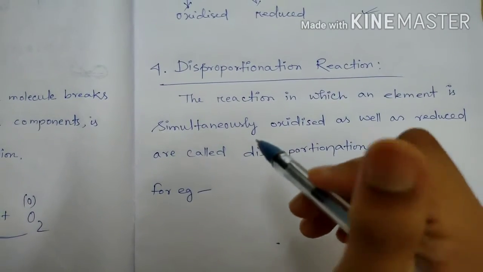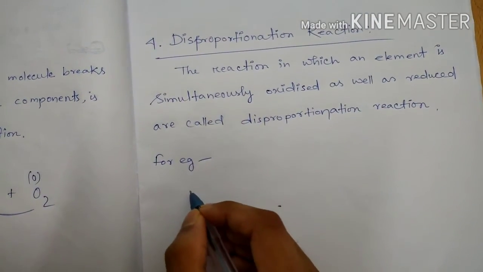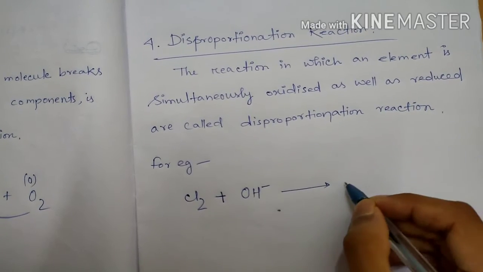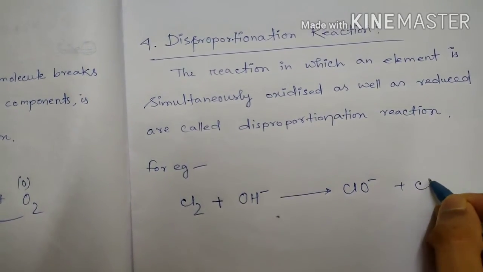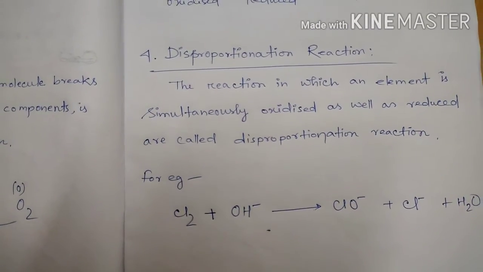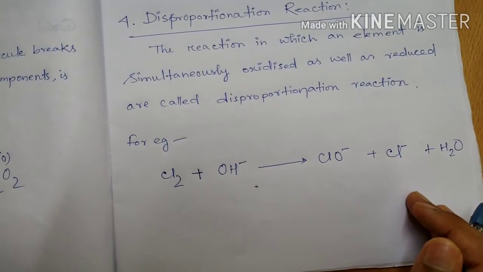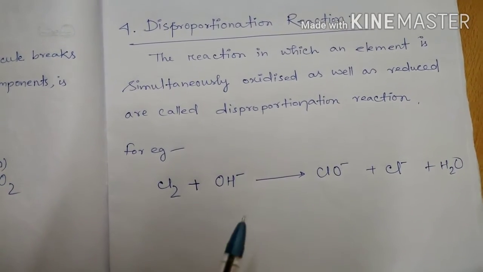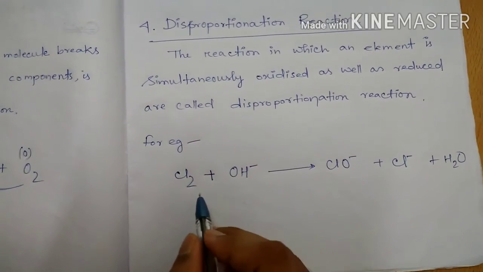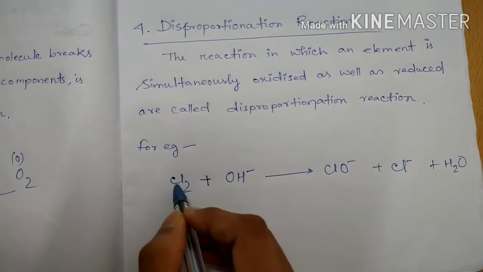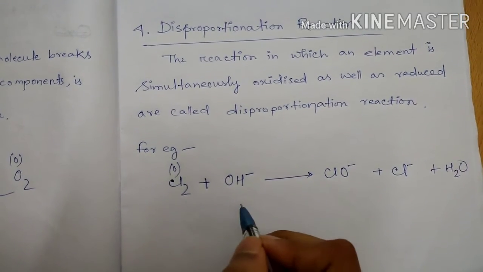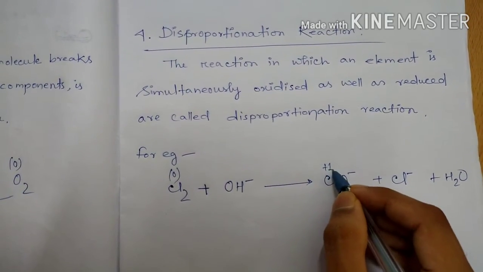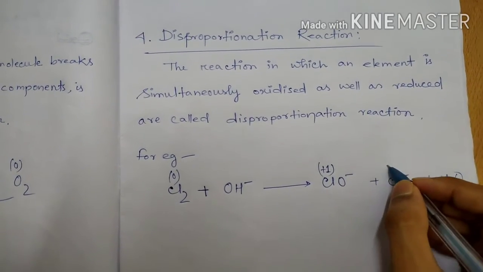Okay, so now let us take one example. If we take this Cl2 plus OH negative gives us ClO negative plus Cl negative plus H2O. So if we take this reaction, now you see we have to first find the oxidation number of each compound in this reaction. So here the oxidation number of chlorine is 0, and the oxidation number of chlorine on the right side is +1, and this chlorine is -1.